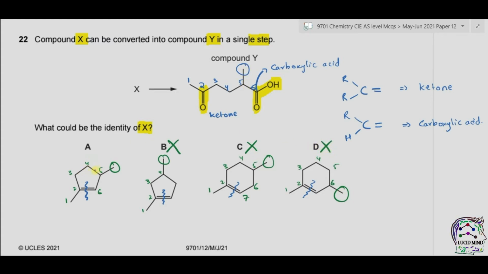Only one option is left. On the 2nd carbon atom we have two alkyl groups, one is this and one is this, so it will be converted into a ketone. Yes, it has converted into a ketone. Then on the 5th carbon atom we have a methyl group. This is also true. Then on the 6th carbon atom we have one hydrogen atom and one alkyl group, so this is oxidized into a carboxylic acid. The correct answer is therefore A.